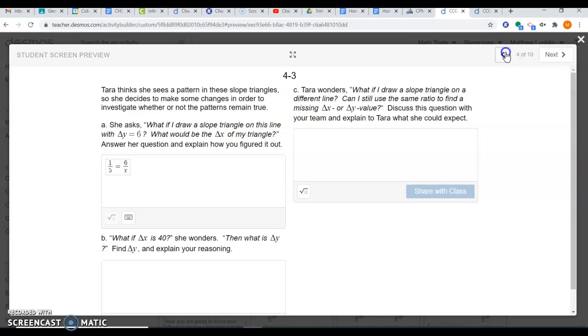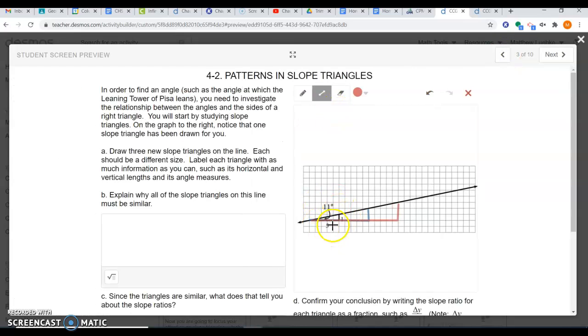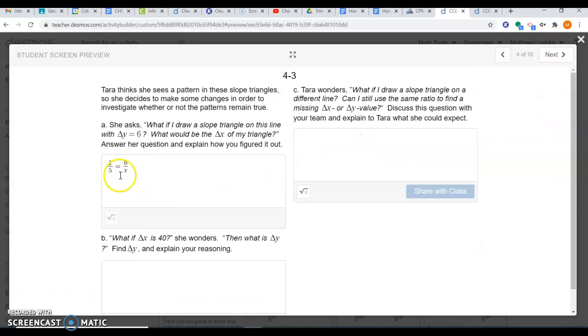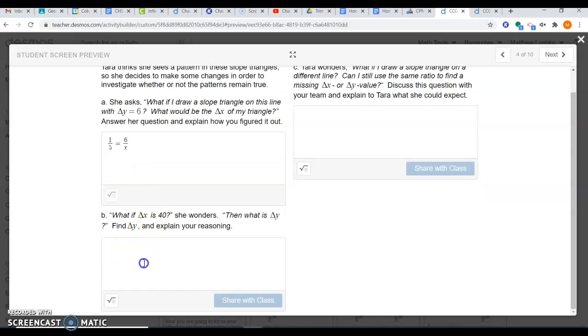You could even draw it out: you'd have this 1, 5 triangle, and then a change in y of 6 triangle with an x that you don't know, so you'd have to solve for it. Another way, the other question changes it, so that was a change in y of 6. We now have a change in x of 40, and you can do a similar thing.